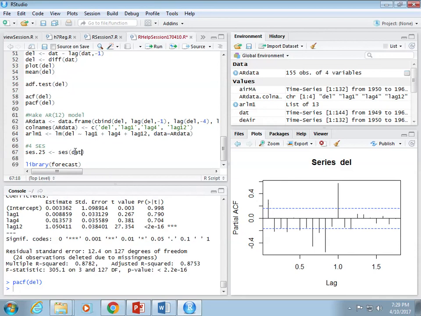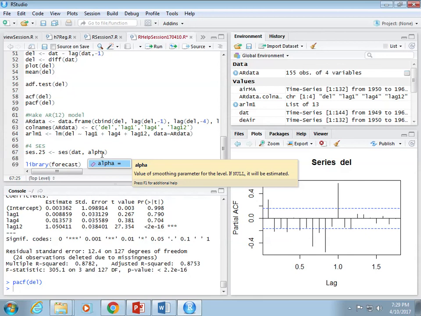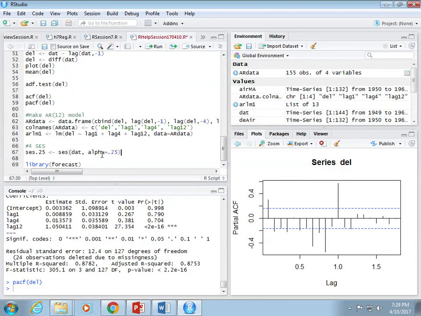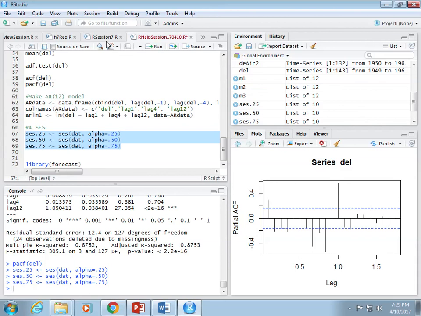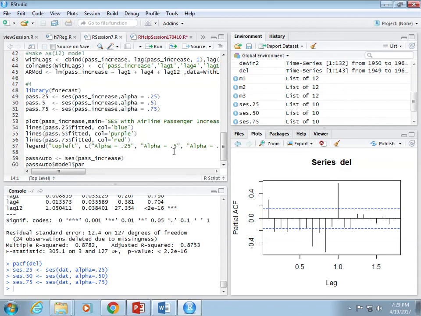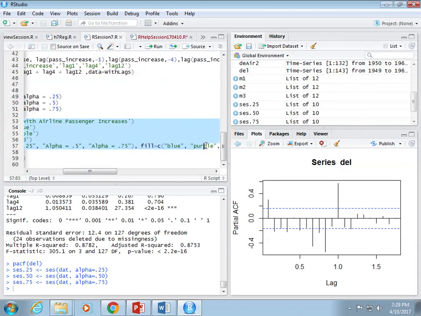So the function SES is simple exponential smoothing, and so we can make one for 0.25. Let's say that's the alpha we're going to use. And alpha is like the rate of decay. And so you'll see what I mean in a second here. I'm just going to do it for 3 different alphas to demonstrate. This one for 0.50, and this one for 0.75. Change these as well. Okay. And then, because I'm running out of time, I'm just going to plot all these for us.